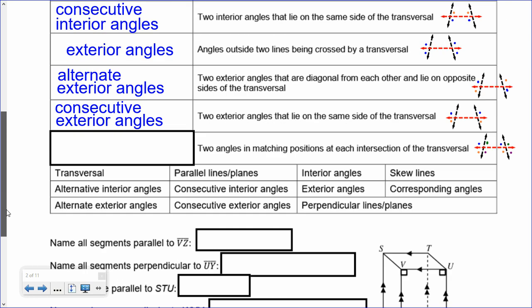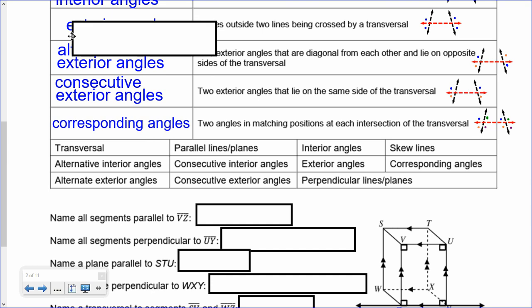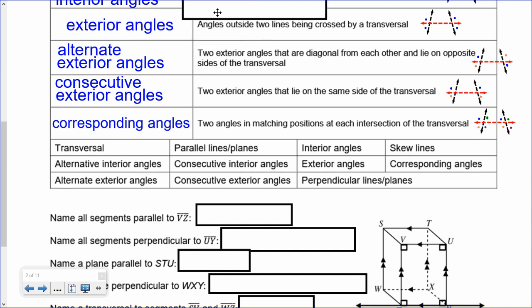The last relationship with angles we're going to talk about is called corresponding. Corresponding angles are angles that lie in matching positions at each intersection of the transversal. So there are four pairs of corresponding. The blue angle is here. This is in the upper left-hand corner at this intersection, and this angle is at the upper left-hand corner of this intersection. If they're in the same matching positions in both intersections, those are called corresponding.